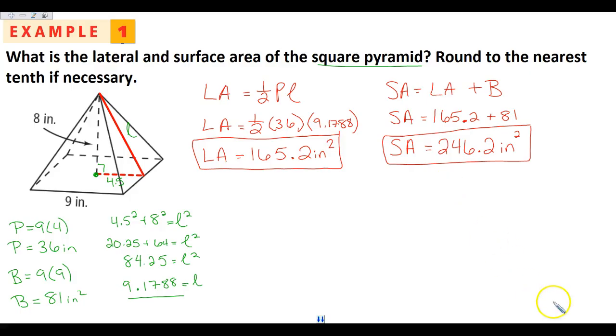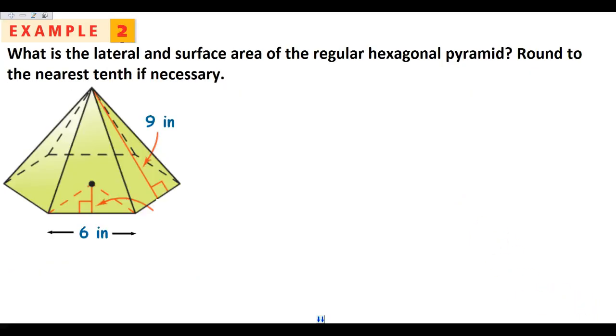All right, let's take a look at another example. Okay, I want to know the lateral and surface area of the regular hexagonal pyramid. Okay, so then we want to round to the nearest tenth. Again, what I'm going to have you guys do is make sure that hopefully you recognize that when we have a hexagon, this is going to be a 30, 60, 90 triangle, and we're going to end up dealing with a square root. Leave it in radical form until the end because, again, you're going to be more accurate and things are just going to be a little bit easier.